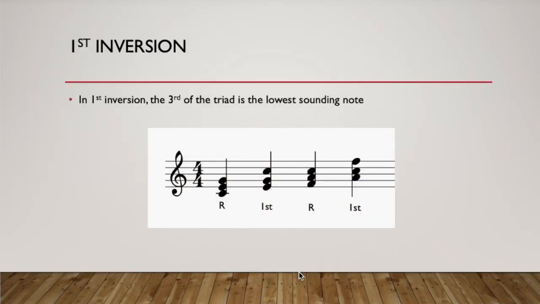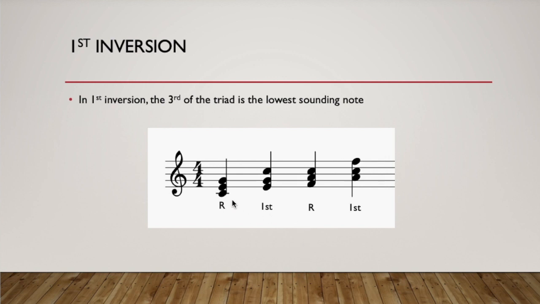So we already know what triads are. Now we're going to start rearranging them in different ways. So if the third of the triad is the lowest sounding note, we say it's in first inversion. And this is because we've inverted it one time.